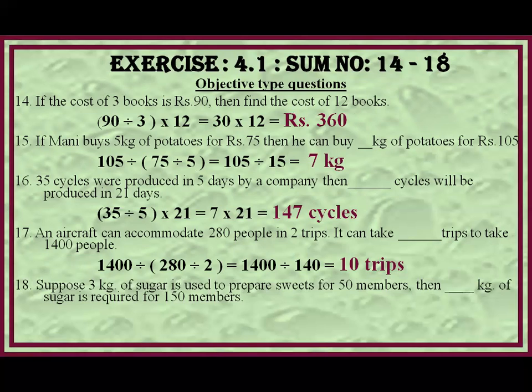Suppose 3 kg of sugar is used to prepare sweets for 50 members. Then dash kg of sugar is used for 150 members. So 50 members, 3 kg. So 50 into 3 is 150 members. So 3 into 3 is 9 kg.